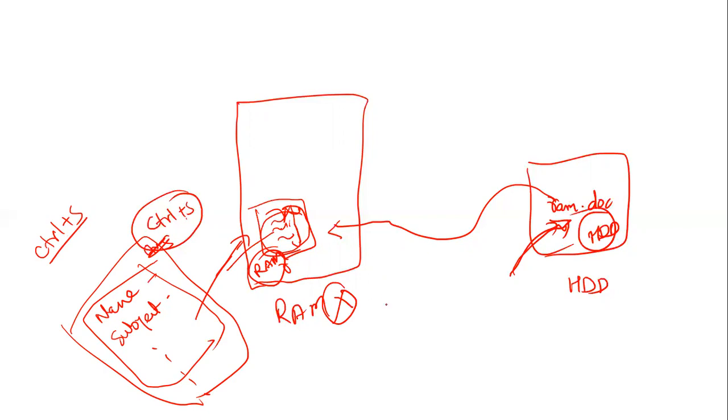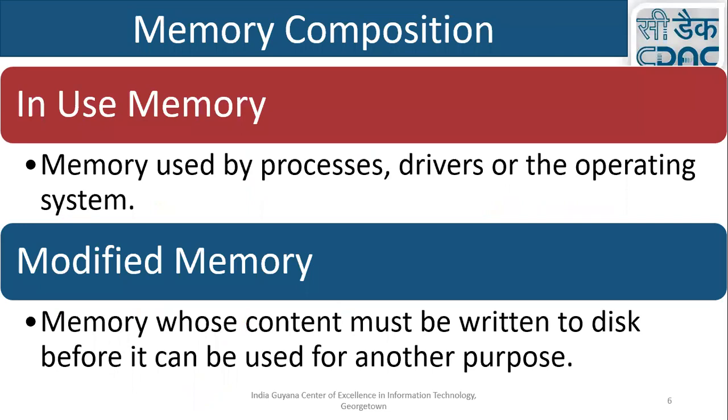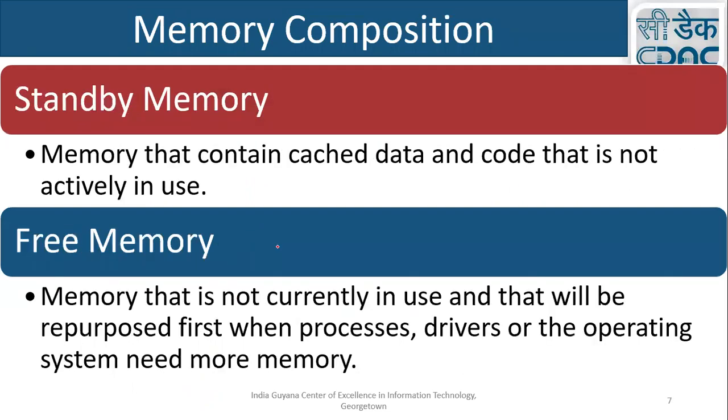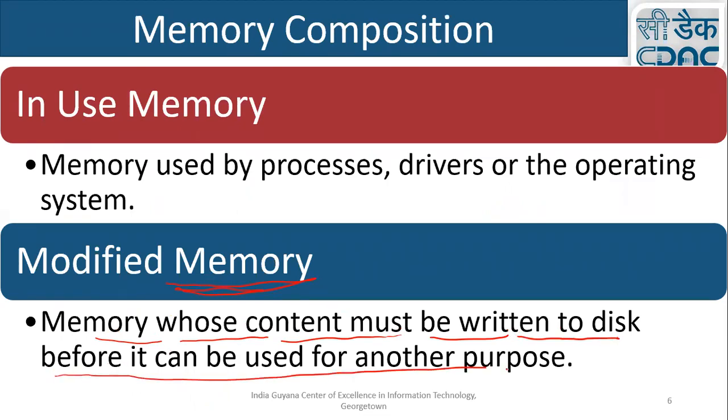So if the power goes off, this data can't move to the hard disk. So this data, which must be written to the hard disk, comes inside your modified memory. Yes, inside the RAM, but it comes inside a special section, modified memory. So this is the memory whose content must be written to disk before it can be used for any other purposes.